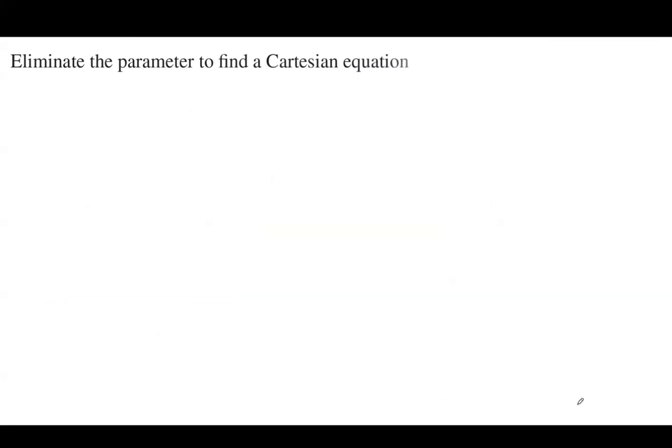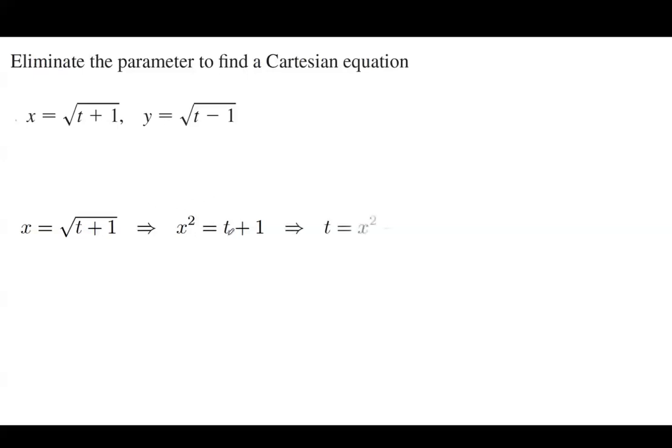In this question, we want to eliminate the parameter to find a Cartesian equation. Your x is equal to square root of t plus 1, and y is equal to square root of t minus 1. So since x is equal to square root of t plus 1, raise both sides to the second power: x squared becomes t plus 1, so t is x squared minus 1. Wherever you see t, you can use x squared minus 1.